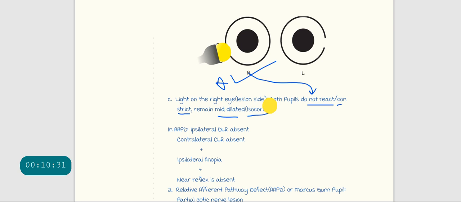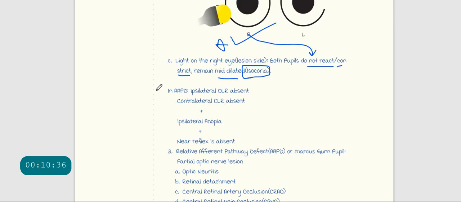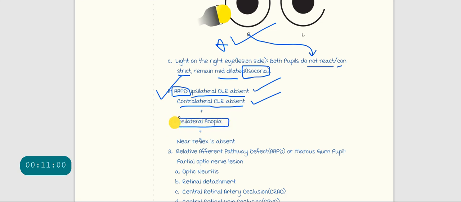Very simple. So in such a condition, when you have an absolute APD, the ipsilateral direct light reflex is absent, and even the contralateral consensual light reflex is also absent. And there is ipsilateral anopia, and even the patient will suffer from near reflex absence. Very easy. So that was all about absolute afferent pathway defect.